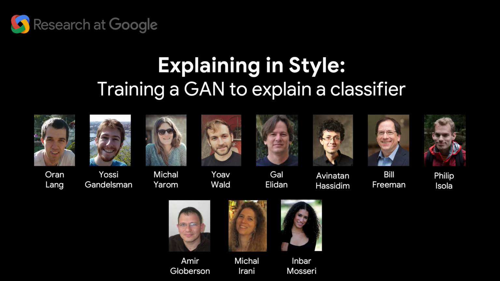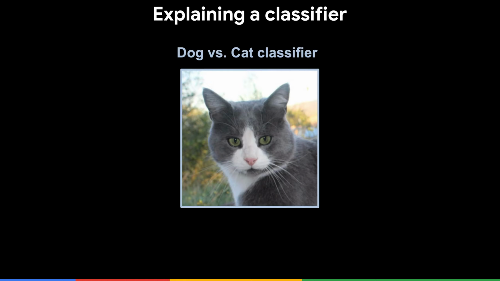In this paper, we present a new approach for visual explanation of classifiers. What do we mean by explaining a classifier? Let's see an example. Say we want to explain a dog versus cat classifier, and we want to understand why this specific image was classified as a cat.